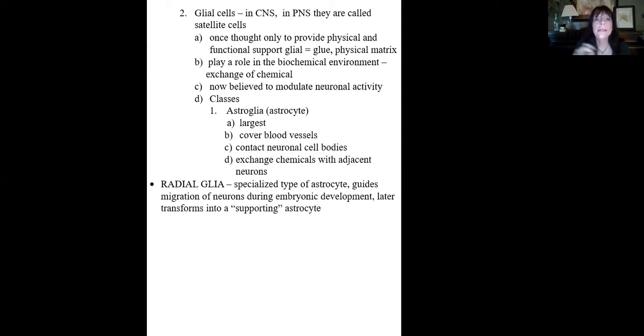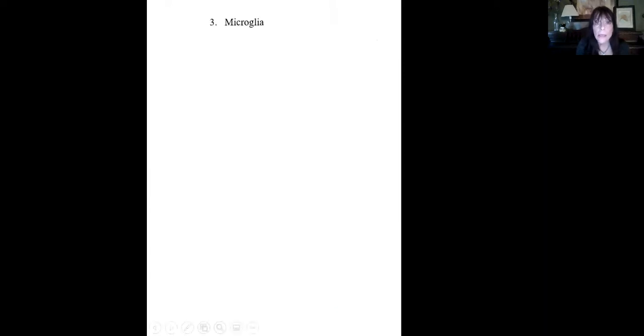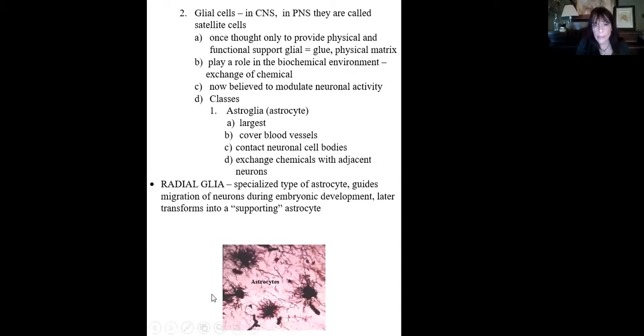Later, though, once they guide their neuron to its proper place, they don't just say, oh, my time is done, I may as well die, my job is done. No, they transform into what we call a supporting astrocyte. And here you can see these are real images of astrocytes, real astrocytes. Very cool cells, very important.